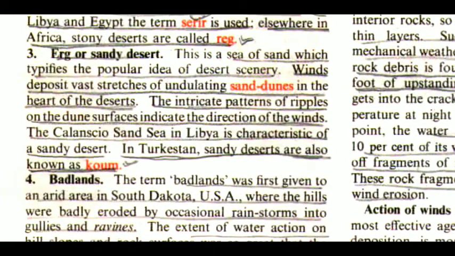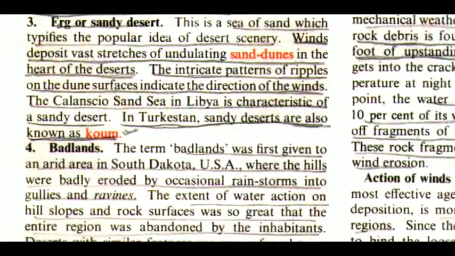Erg or sandy desert. This is a sea of sand which typifies the popular idea of desert scenery. Winds deposit vast stretches of undulating sand dunes in the heart of the deserts. The intricate patterns of ripples on the dune surfaces indicate the direction of the winds. The Calanscio sand sea in Libya is characteristic of a sandy desert. In Turkestan, sandy deserts are also known as Qum.